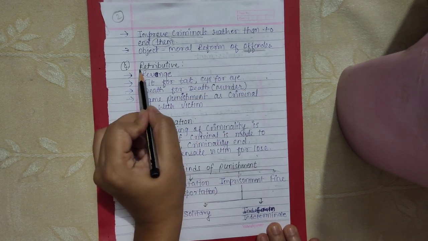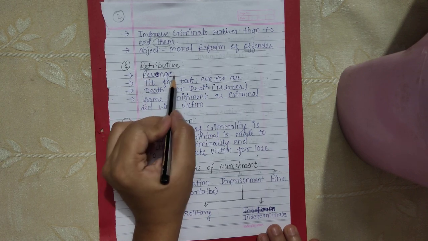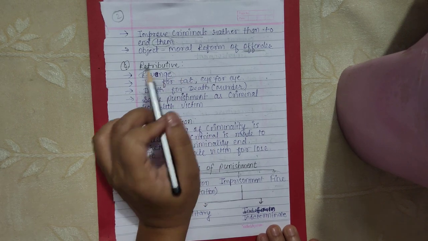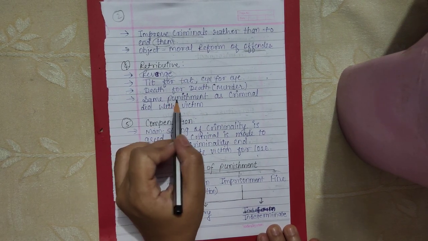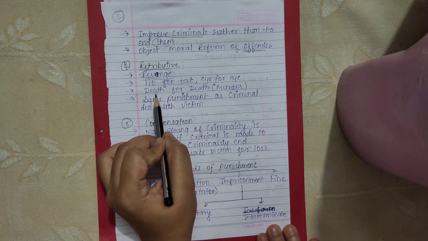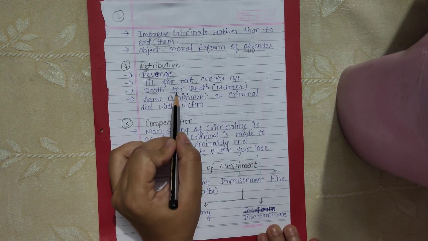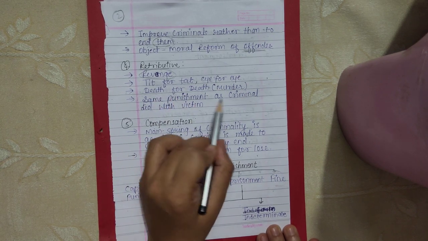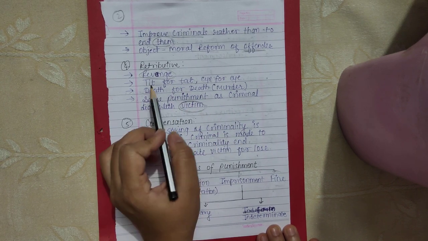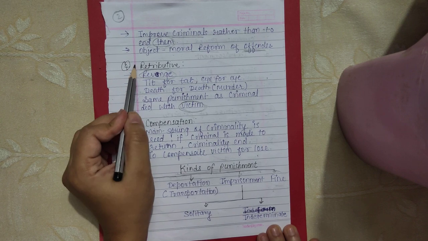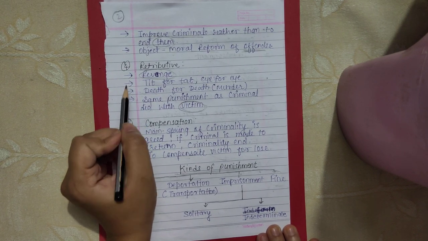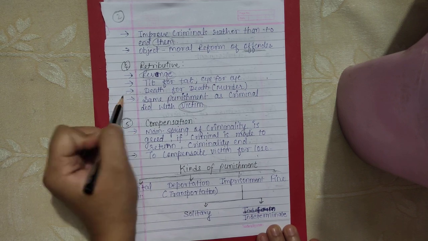Next is retributive theory. It means to take revenge. Tit for tat, eye for eye, tooth for tooth. Means if a person committed murder, then the death penalty should be given to that criminal. Same punishment as criminal did with the victim. No doubt this theory is outdated. However, this is one of the types of theories of punishment.